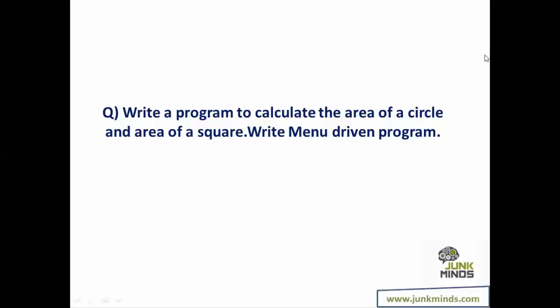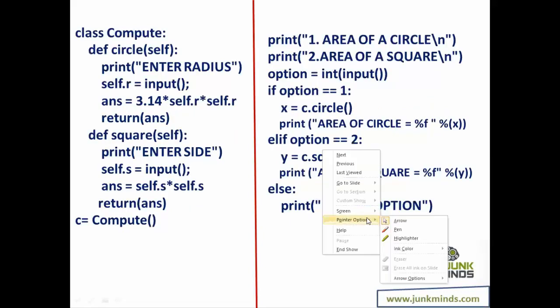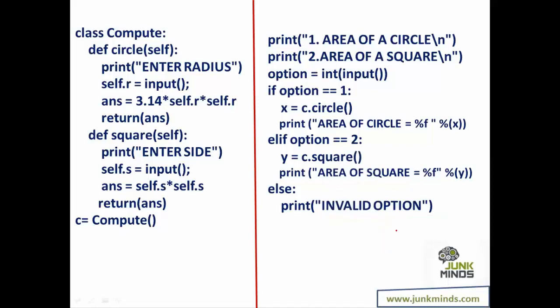Okay. So here is the solution to this program. Write a program to calculate the area of a circle and area of a square. Write a menu-driven program. Obviously, I'm going to write an object-oriented program over here. Now just observe this. When you say menu-driven, it has to depend on what the user wants. Accordingly, the code has to get executed.